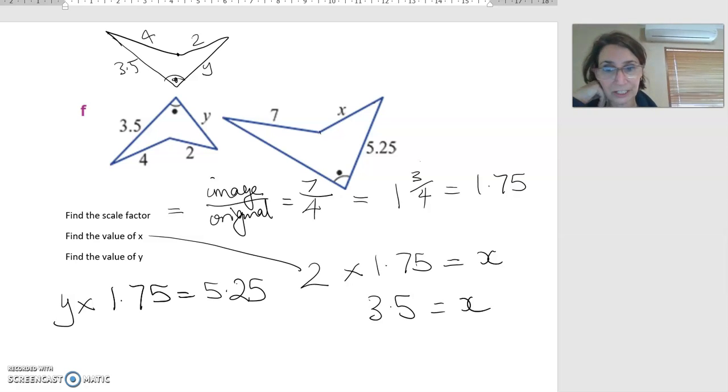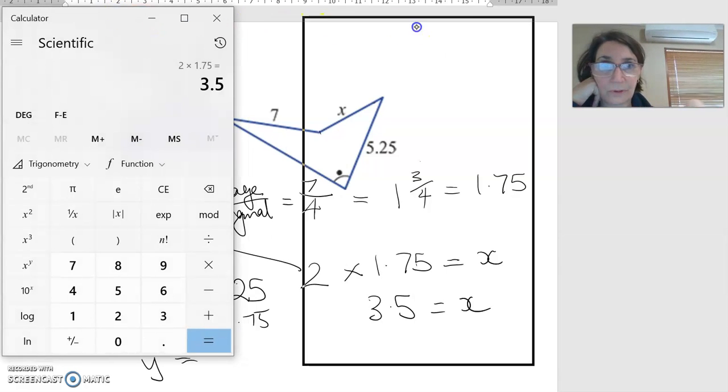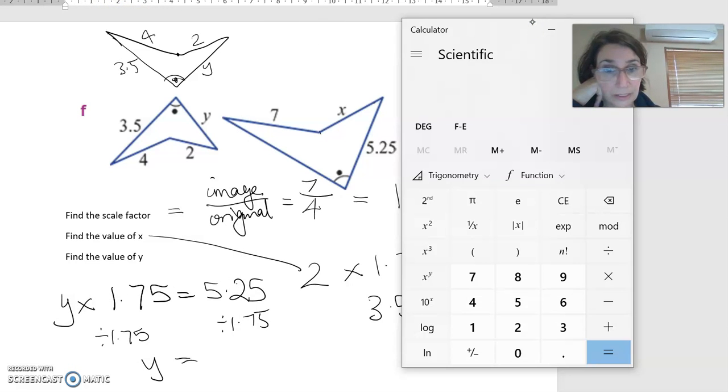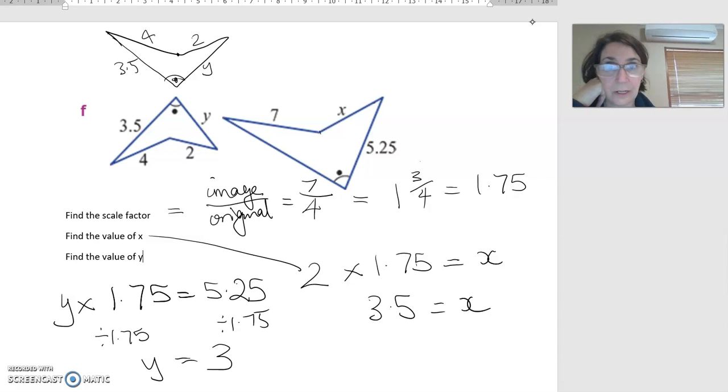So we now just need to find out what is the value of y, and we need to divide both sides by 1.75, and that will give us, I'll just bring up our calculator again and move it over there. So 5.25 divided by 1.75 equals 3. So that's telling me that this side here is 3. Hopefully this helps. Feel free to ask more questions if you need to.